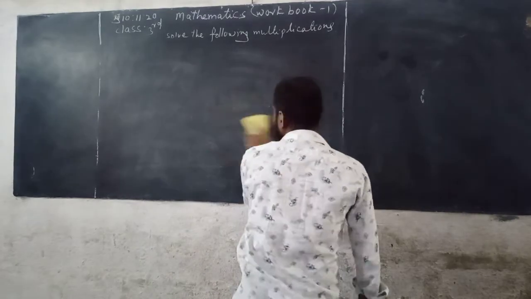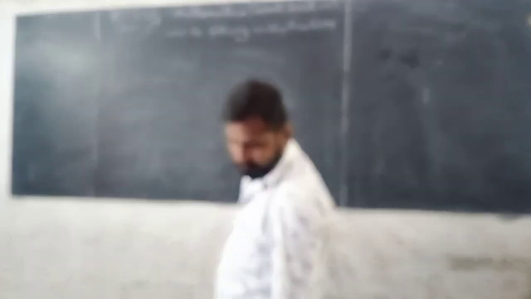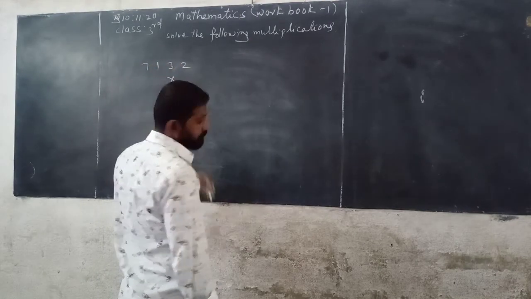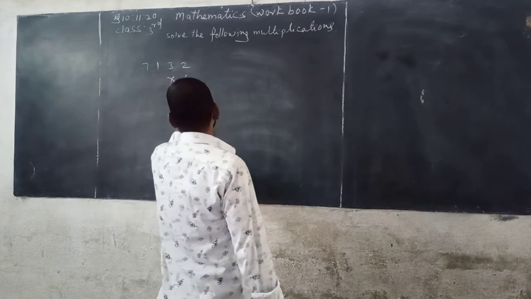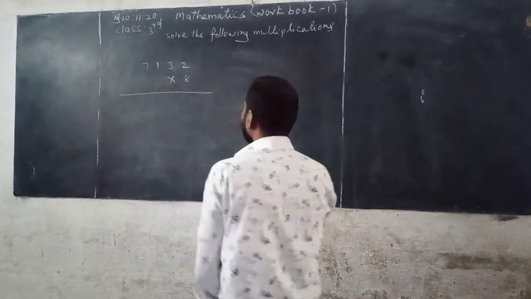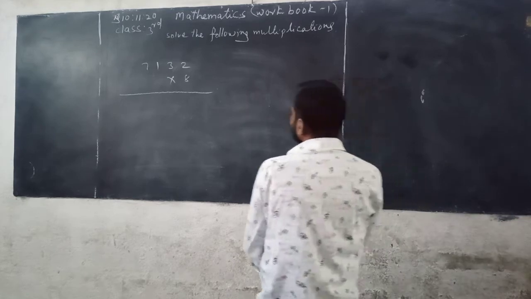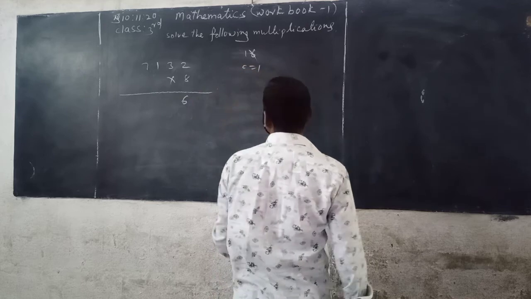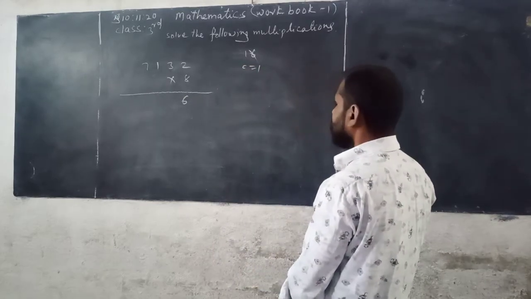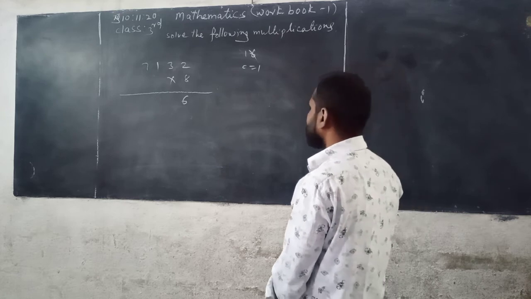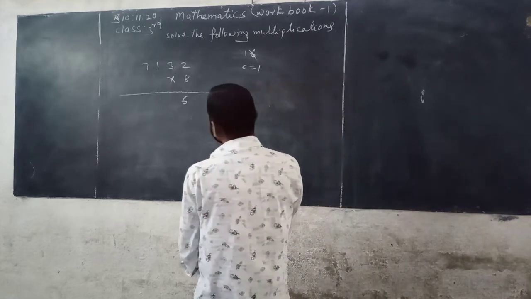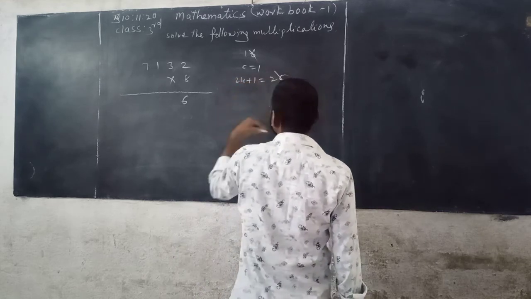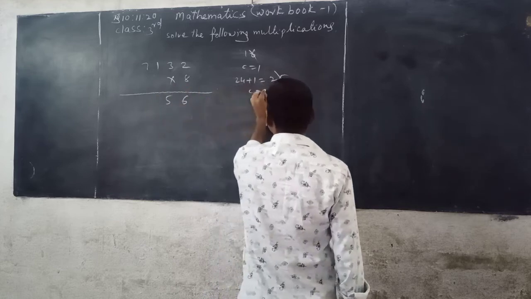Now next, 7,132 into 8. So first multiply the digits in the ones place, 2 with 8. 8 2s are 16. 6 is taken and written down in the ones column of the product, and carry 1. Next we multiply the digits in the tens place, that is 3 with 8. 8 3s are 24. 1 is added to 24. You get 25. 5 is taken and written down in the tens column of the product, and carry 2.